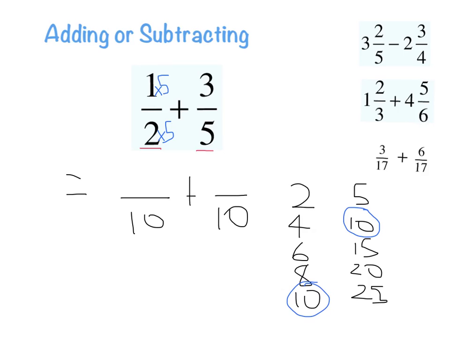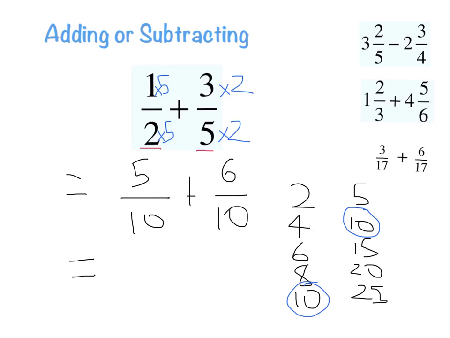So, other fraction. What multiple of 5 is 10? And the answer is 2. So I've multiplied 5 by 2 to get 10. So it then becomes 1 multiplied by 5 is 5. 3 multiplied by 2 is 6. Now all we have here, 5 on 10 plus 6 on 10, is another way of saying a half plus 3/5. It's just a different way of writing it.